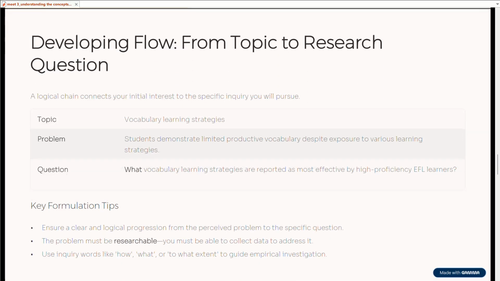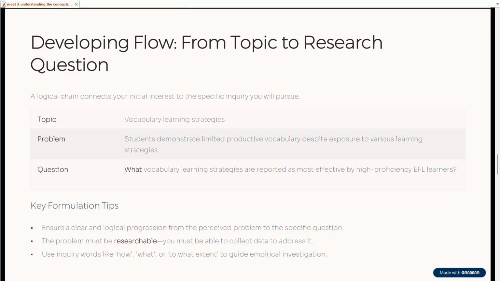Well, then how do we go from the topic to the research question? We need a logical chain that connects our initial interest to the specific inquiry that we will pursue in the research. For example, here I take another example. The topic is about vocabulary learning strategies, which has so many strategies. And I believe you know, or maybe you experience it, you use it in your classrooms, or maybe your teacher uses it during your learning English.